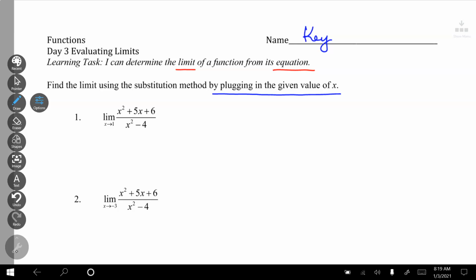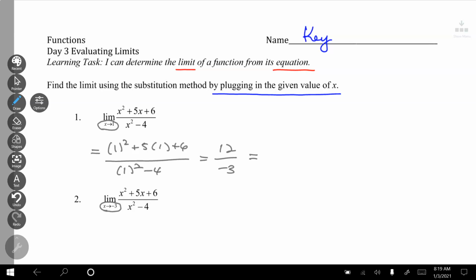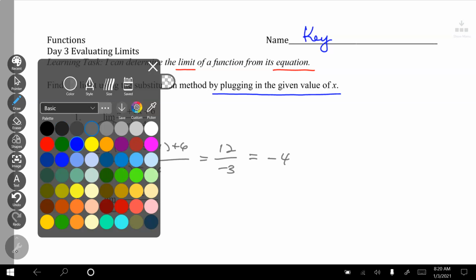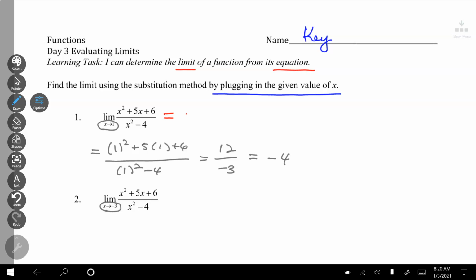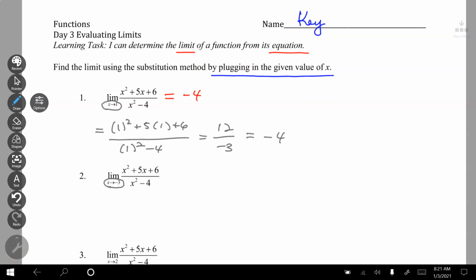If you look at the problem, underneath the limit sign you see this number 1, or this one. X goes to -3. So all I have to do is plug in this for the first one, plug in number 1. And when I do all this work, I get 12 on the top and -3 on the bottom. 12 divided by -3 is -4, so my limit is equal to -4.